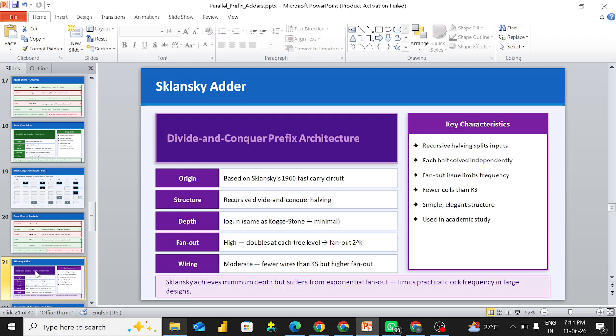the problem that is going to occur inside a Ladner-Fischer adder is that it's going to create a fan-out explosion, okay. So what is fan-out? Before thinking about fan-out explosion, what is fan-out? We should know about that, right?